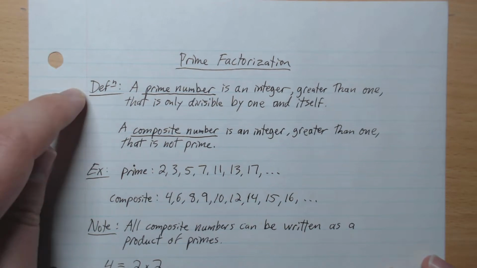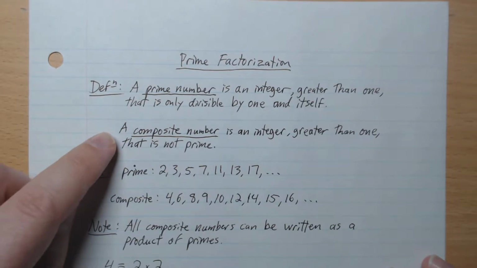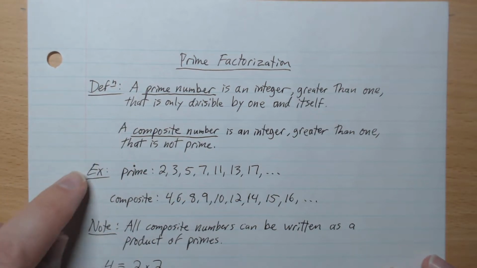So a couple definitions. A prime number is an integer greater than 1 that is only divisible by 1 and itself. And then a composite number is an integer greater than 1 that is not prime. So a couple examples here.